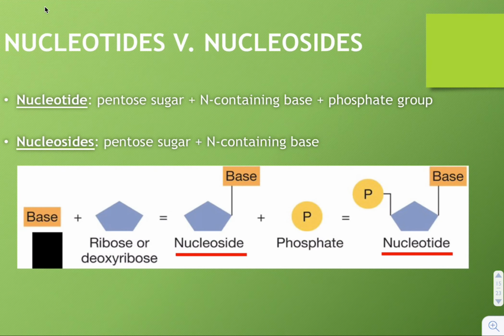Nucleotides versus nucleosides with an S. A nucleotide is a pentose sugar plus a nitrogen-containing base plus a phosphate group, whereas a nucleoside with an S is a pentose sugar plus a nitrogen-containing base and no phosphate group. Right, so there is a difference between them.